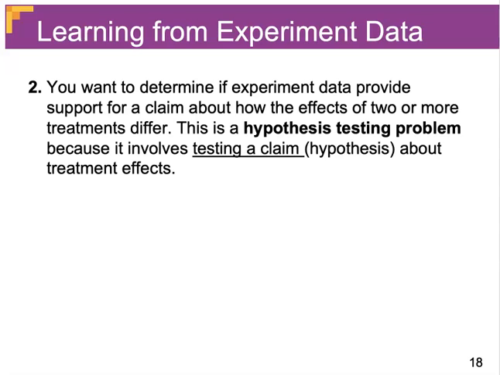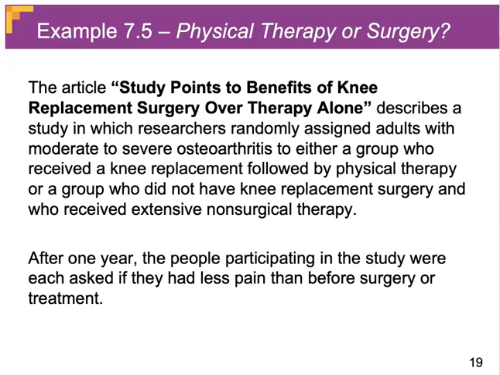And this is very similar to what you would do in a science class, where you make a hypothesis about what you think would happen if you do different treatments and you observe the outcomes after the experiment. So we can look at this example 7.5, where there was a study that points to benefits of knee replacement surgery over therapy alone. In this study, researchers randomly assigned adults with moderate to severe osteoarthritis to either a group who received a knee replacement followed by physical therapy, or a group who did not have knee replacement surgery, but they received extensive non-surgical therapy.